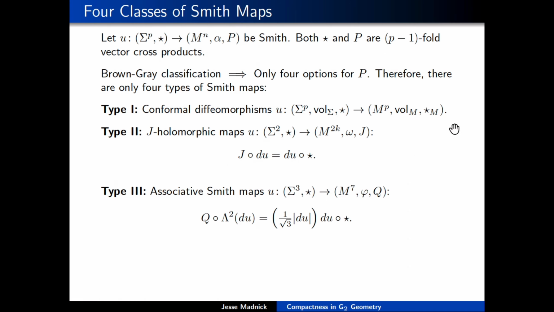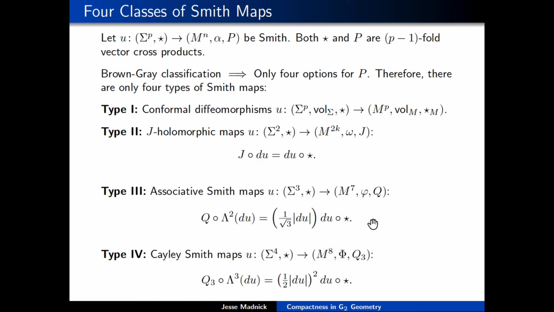We've seen what happens when you take P to be of type 3. If P is the vector cross product corresponding to a G2 structure, you get precisely the associative Smith maps. And finally, you can take the vector cross product to arise from a spin 7 structure on an 8-manifold. This gives you this PDE right here, and the solutions are called Cayley Smith maps. These are conformal parametrizations of Cayley 4-folds inside a spin 7 8-manifold. We won't really talk about this last case, but it is essentially completely analogous to type 3.